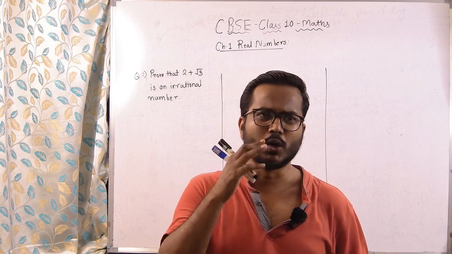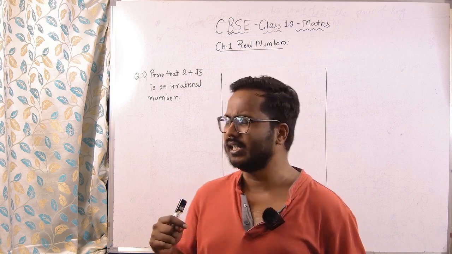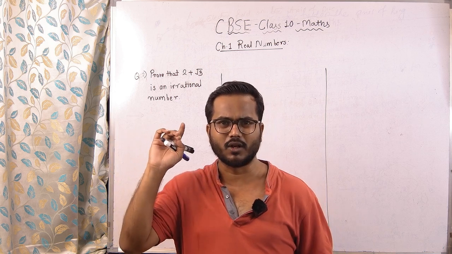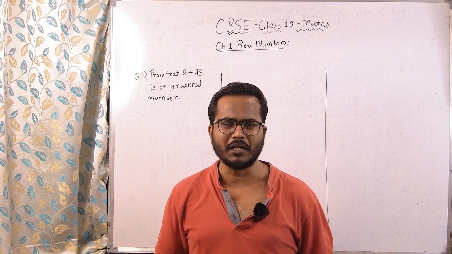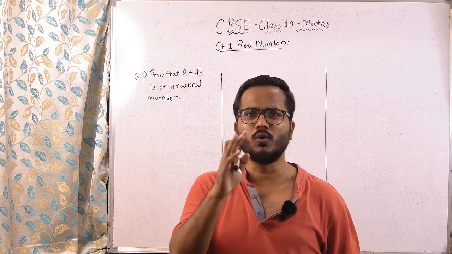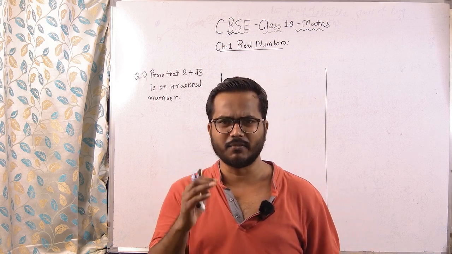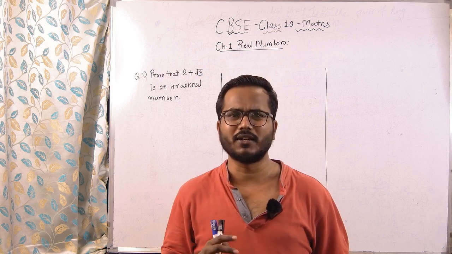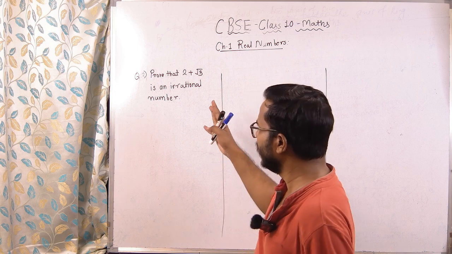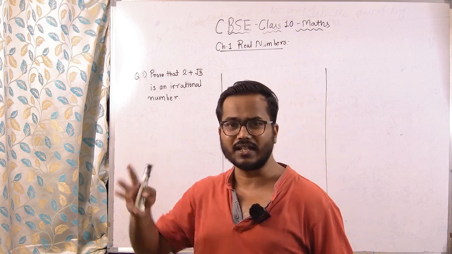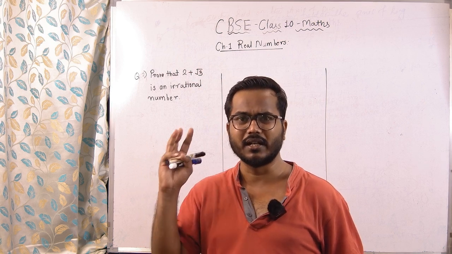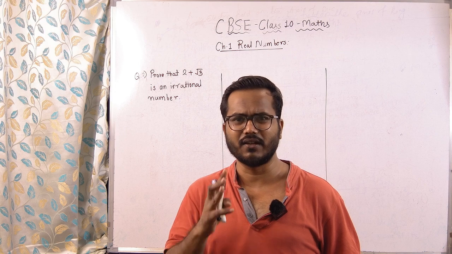So the very first chapter, real numbers. In the previous session of this chapter, we learned how to prove root 2 is an irrational number and how to prove root 3 is an irrational number, using contradiction. Today we'll take another variety of the question. In the last class I told you, this question is almost always asked every year for 3 marks.